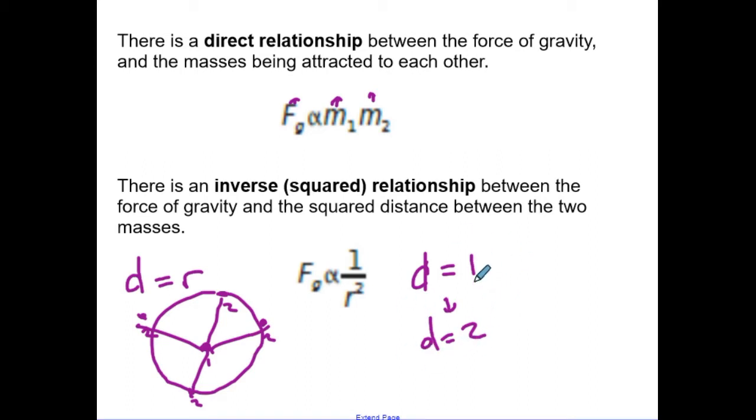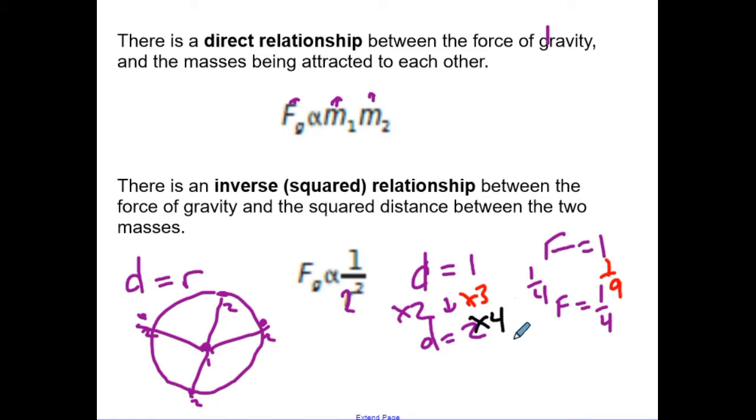Imagine you had a distance that was 1 and now you made it 2. Well, if you made this number right here 2, the force, which used to be 1, would now become 1/4. That's how this relationship works: if you double the distance, you make it 1/4 as much force. Or if you were to triple the distance, it would become 1/9 the force. Or if you were to quadruple the distance, it would become 1/16 the force. That's what Newton basically discovered.